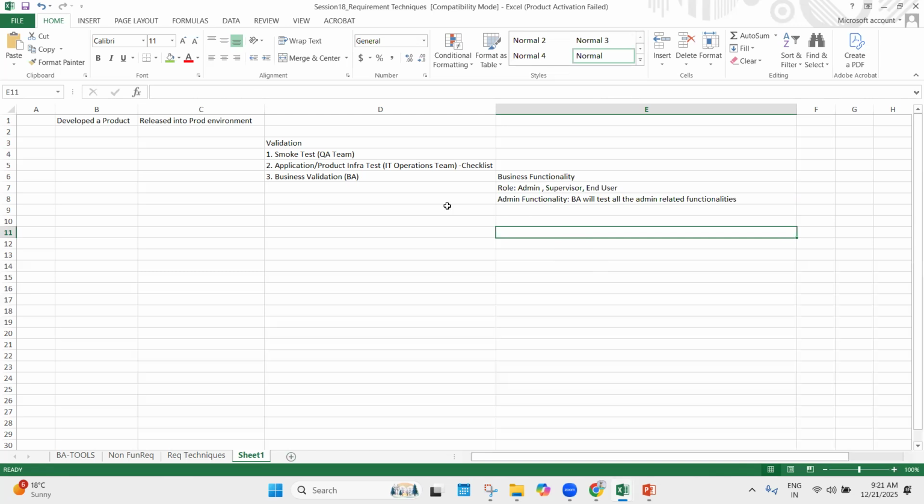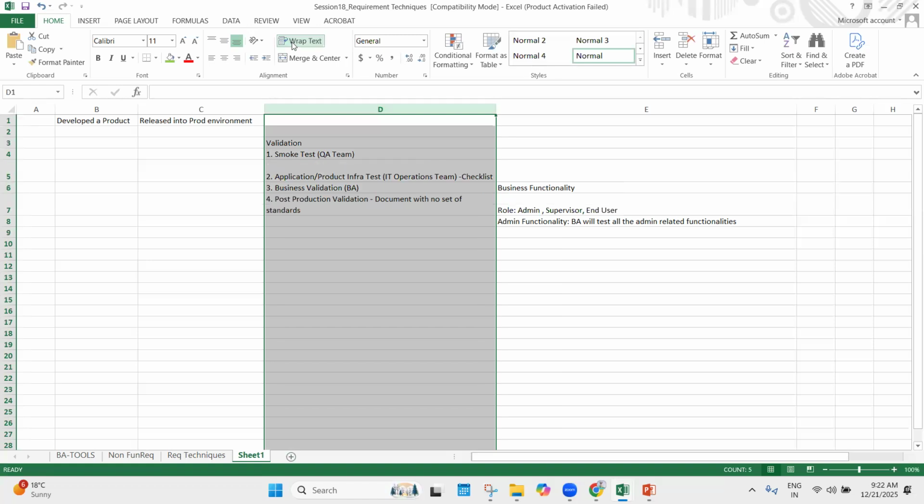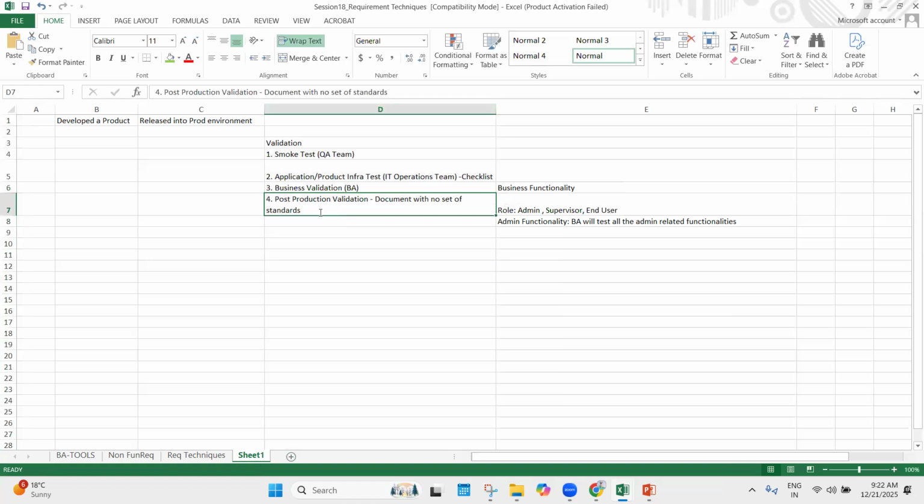This document will be the document which has the screenshots with the respective roles that you have taken. That will be taken as a business validation document here, and this will be produced here. We will be calling it a post-production validation, a document with no set of standards defined.